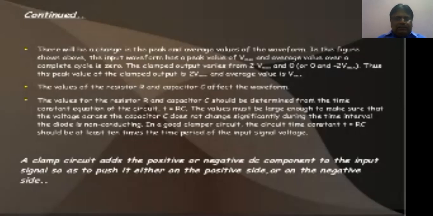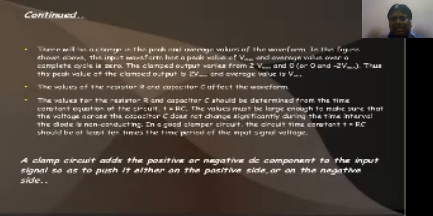That is, T is equal to RC. The values must be large enough to make sure that the voltage across the capacitor does not change significantly during the time interval when the diode is non-conducting. In a good clamper, the circuit time constant, equal to RC, should be at least 10 times the time period of the input signal voltage.